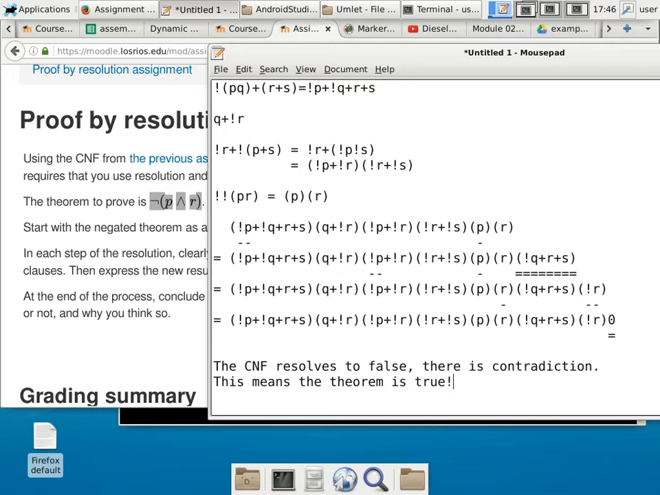Now, if I want to be more specific, I can also indicate what the theorem really is, because I can be sure that the theorem is the negation of P and R. That is the theorem. It is not PR. PR is the negation of the theorem that I'm trying to prove. The actual theorem that I have just proven to be true is the negation of P conjunction R. But that part is not needed, as long as you can explain to me that, because the CNF resolves to false, there's contradiction. Or if you want to shorten it, you can say the CNF leads to contradiction, works just as well. And the conclusion is the theorem is true. Are we doing okay so far with this?